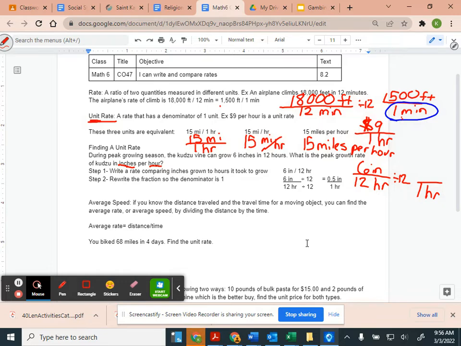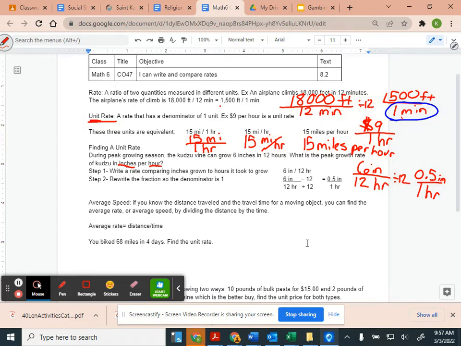Nick? I have a question. Yes. Are we always going to divide by 12 or whatever number is on the bottom? We want this to be a 1. So it has to be whatever number is on the bottom so we can get that 1. So you're dividing it by itself, so you'll end up with a 1. So what is 6 divided by 12, Tristan? 0.5. 0.5 inches. So it grows half an inch every hour. So it's half an inch per hour.